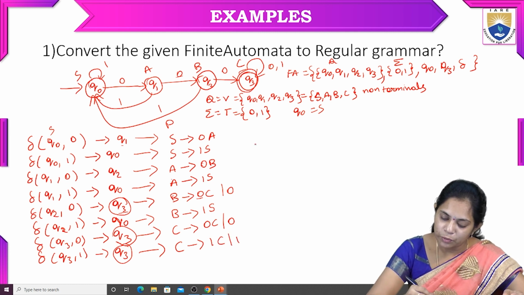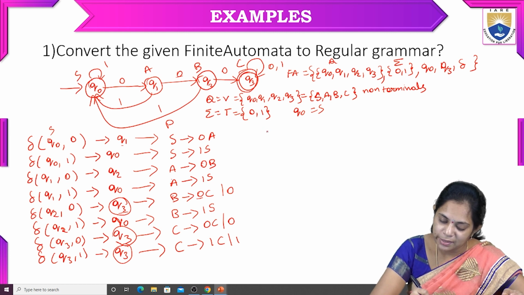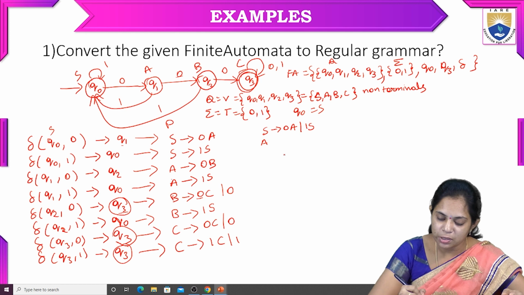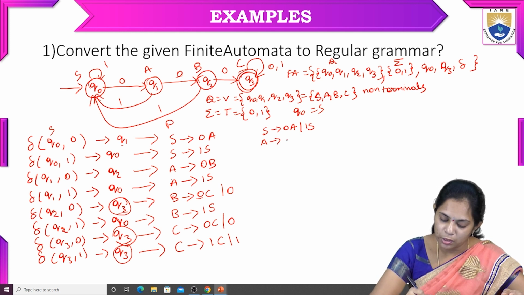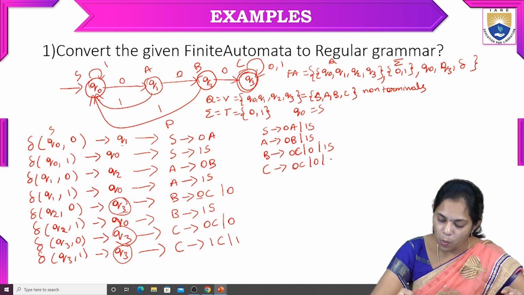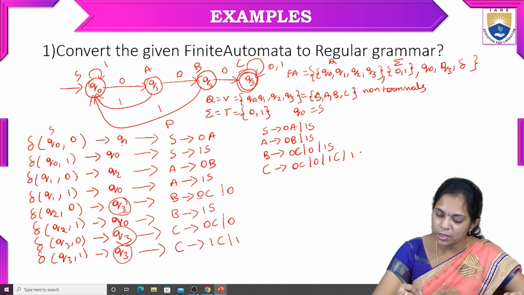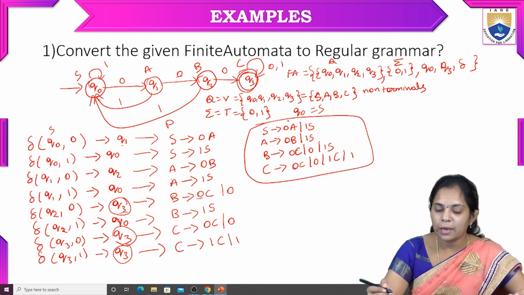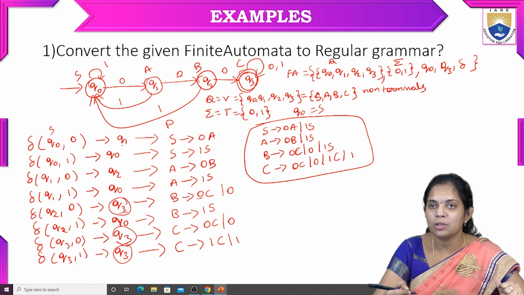So let's summarize this. S tends to 0A, 1S. Instead of two equations, we write one equation. So A tends to 0B and 1S. And from the state B, 0C, 0 and 1S. And from the C state, 0C, 0, 1C, 1. So these are the production rules which are converted from the finite automata transition functions.